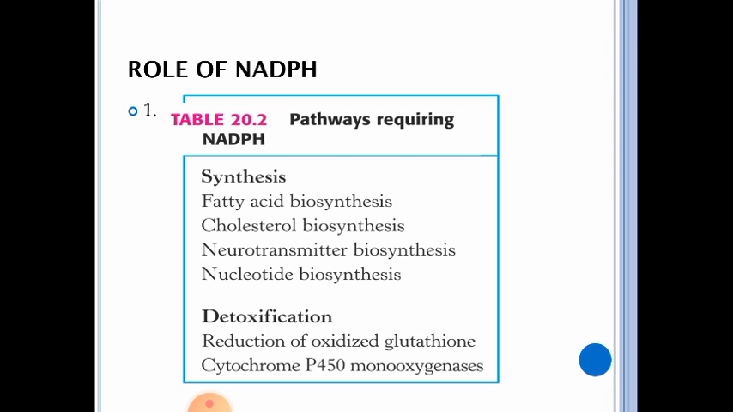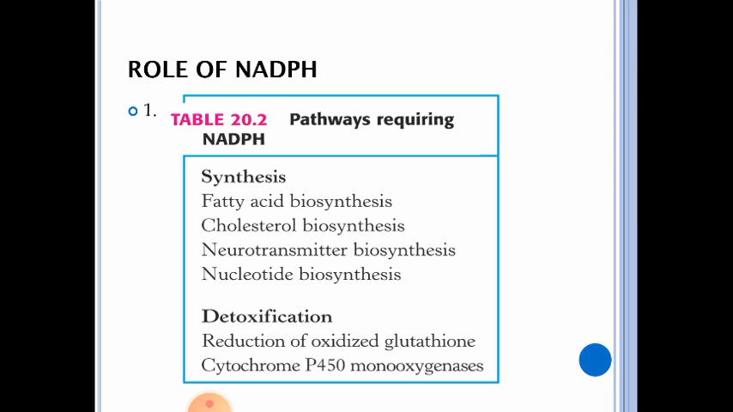So let's see what the role of NADPH is in our body. There are many pathways occurring in our body which require NADPH. It includes fatty acid biosynthesis, cholesterol biosynthesis, neurotransmitter biosynthesis, nucleotide biosynthesis, and also detoxification, that is, reduction of oxidized glutathione and the cytochrome P450 monooxygenase enzymes. Glutathione and also cytochrome P450 monooxygenase require NADPH.